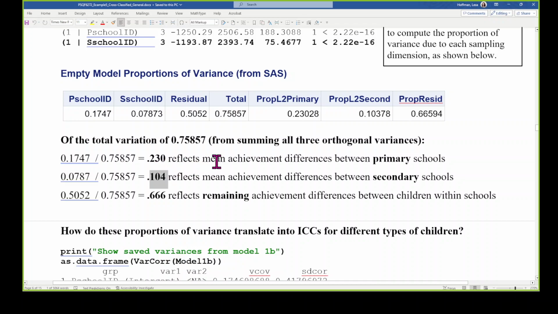So 23% of the total variation in achievement has to do with what primary school they went to, 10% has to do with what secondary school, and the rest is which kid it is. So kids are relatively more different from each other even after you control for what school they went to. How that translates into ICCs for these two is direct. These are intraclass correlations. The only catch is that they're in isolation relative to the unique combination.